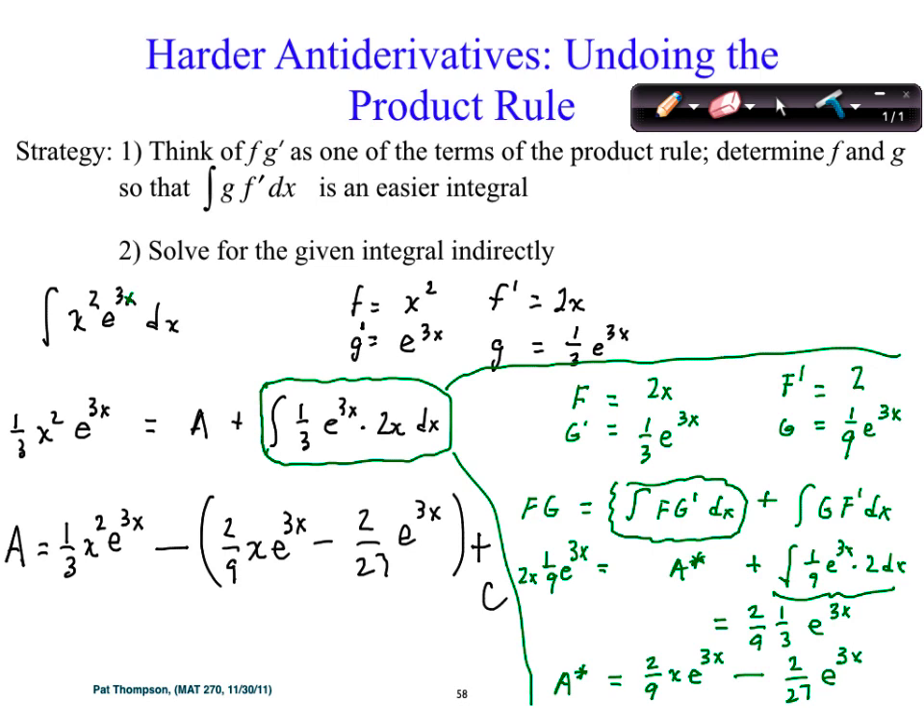Other questions? So let's write it out. 1/3 x squared e to the 3x minus 2/9 x e to the 3x plus 2/27 e to the 3x plus c. Final answer.